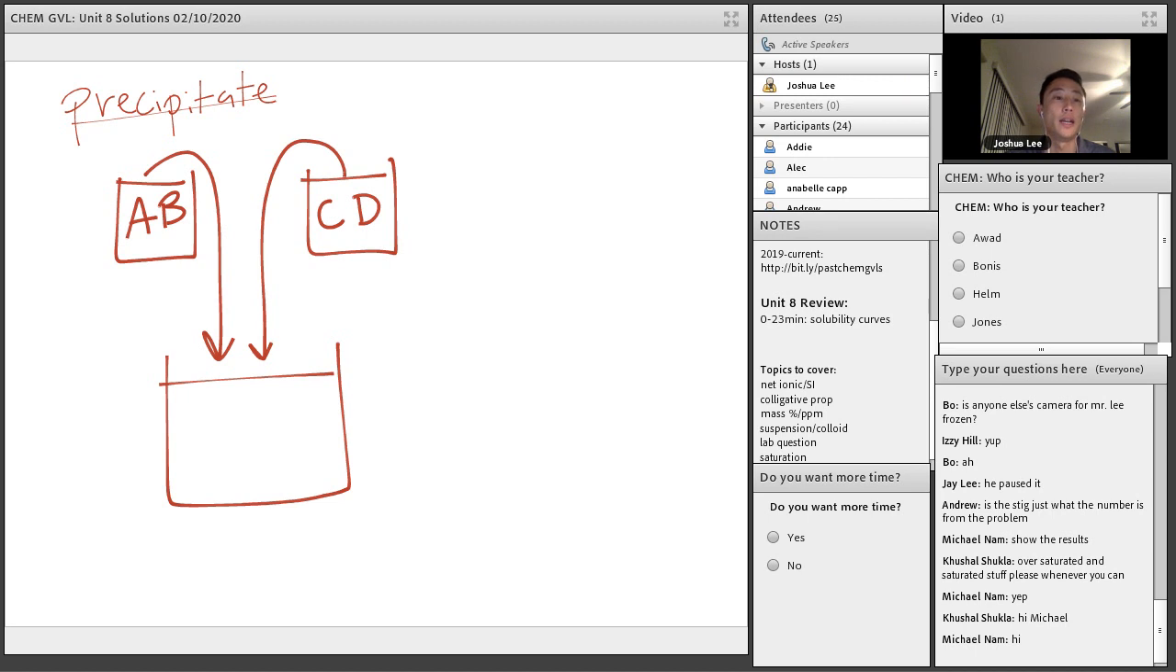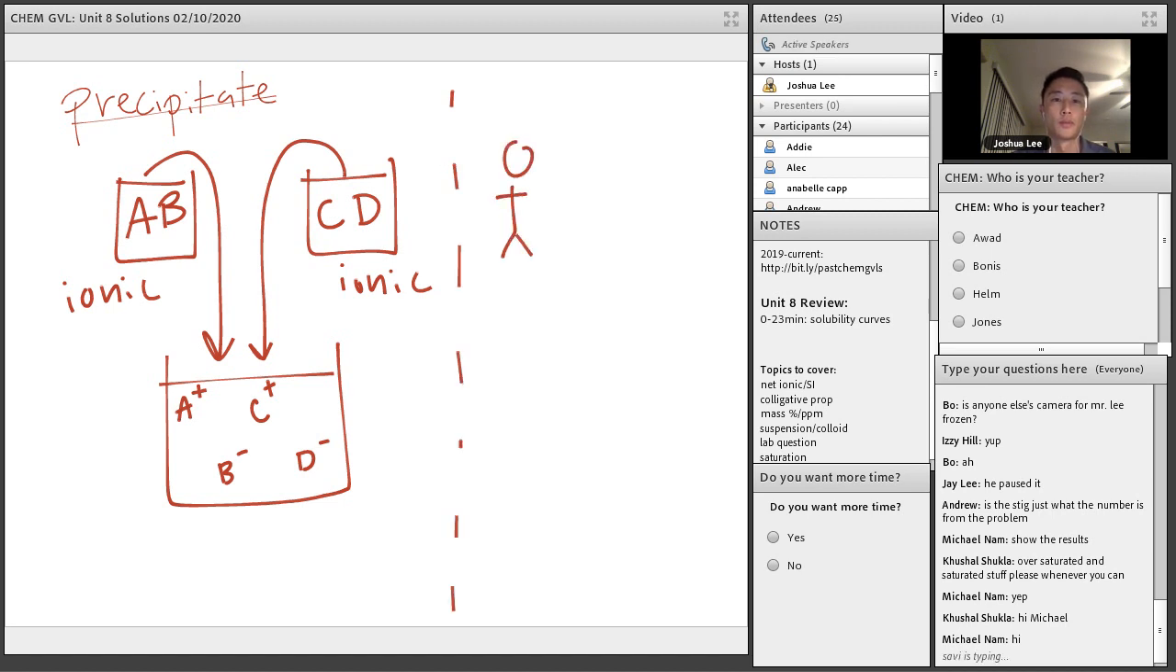And now, typically these will be ionic compounds, ionic. And now the ions are going to dissociate. So A is going to be by itself, B is going to be by itself, C is going to be by itself, and D is going to be by itself. So now they're all at a dance. So essentially, this is what I always tell my students. You have two couples going to a dance.